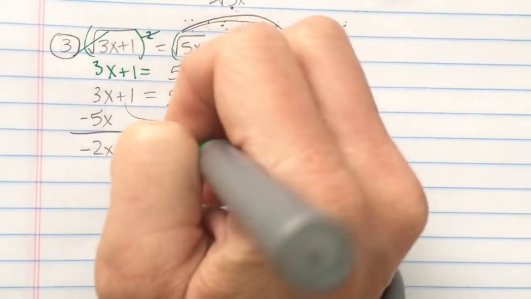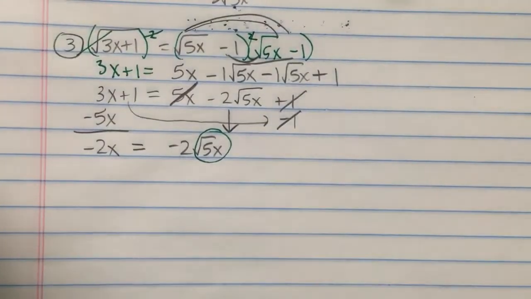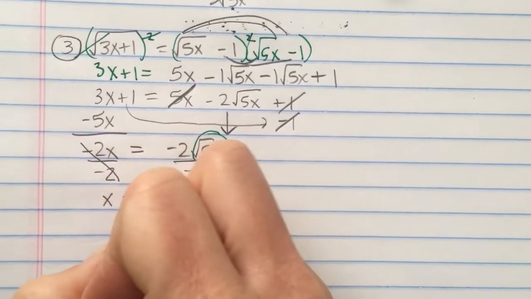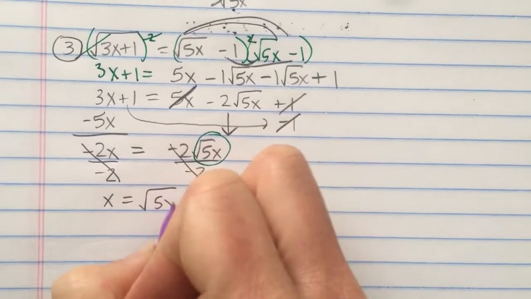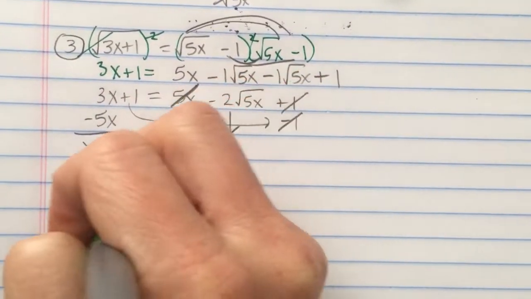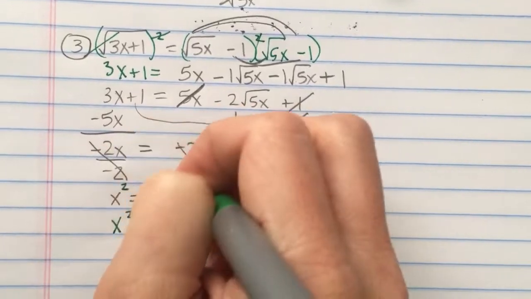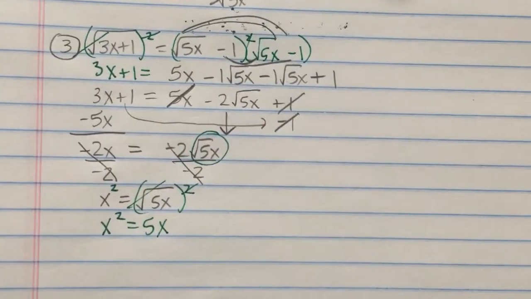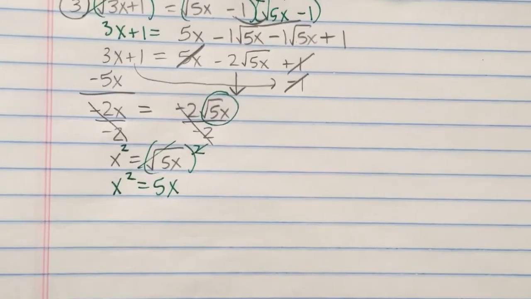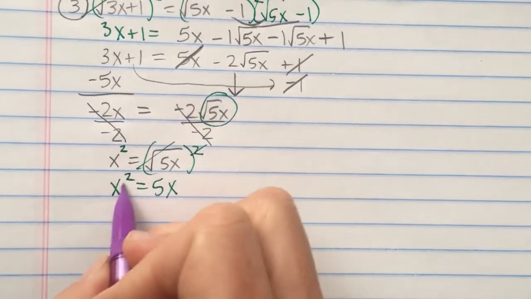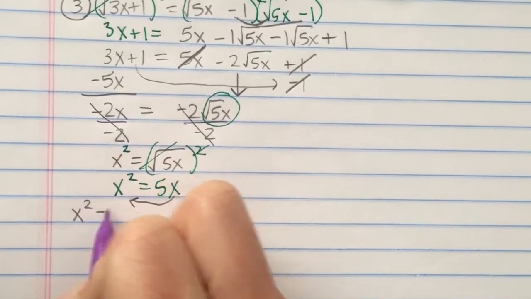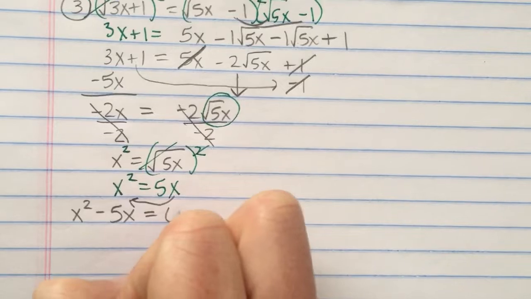I'm trying to get the square root by itself, so I'm going to divide by negative 2. Those cancel, so I'm left with x equals the square root of 5x. Now you're ready to square both sides again. So I get x squared equals, square root and square cancel, 5x. And then the way you solve this one is by factoring. So you move everything to one side: x squared minus 5x equals 0.